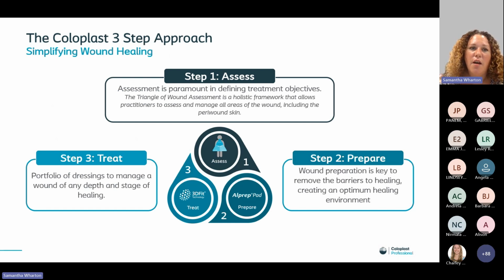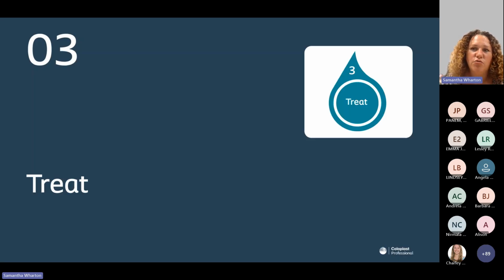So we've done step 1 and step 2 of the Coloplast 3-step approach. So we've done our assessment. We've done that really robust assessment, looking at every aspect of the patient, the wound bed, the wound edge and the peri-wound skin. We've done wound preparation. So prepare using mechanical debridement, like I say, is our product within the Coloplast portfolio. And why it's really important to remove those barriers to healing by creating that optimum healing. And now we're going to move on to treat.